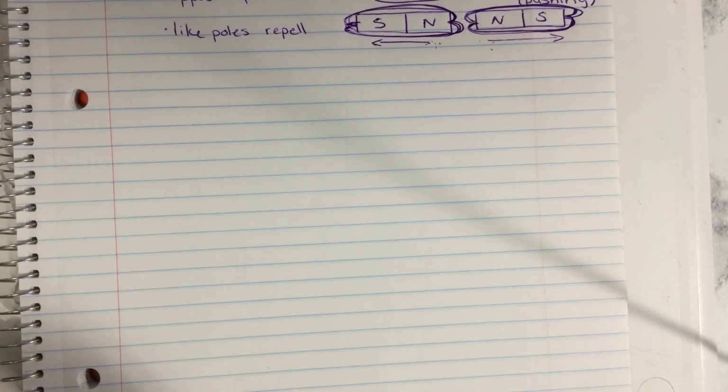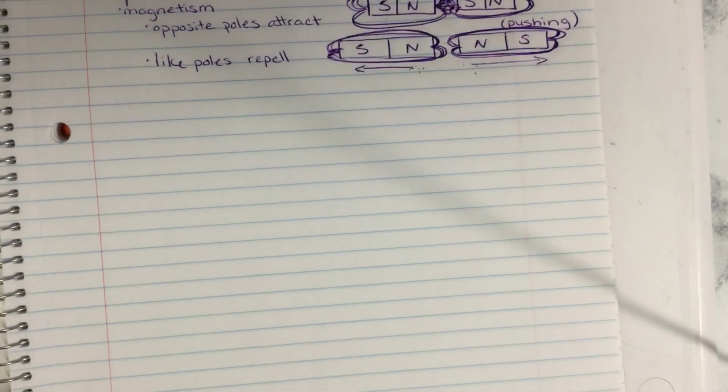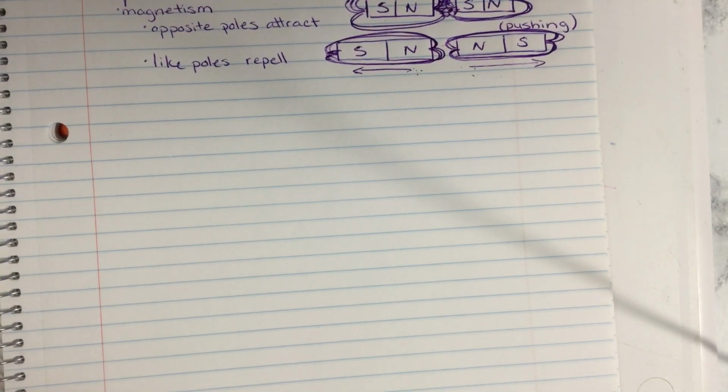Last thing to remember is that magnetism is only going to work on certain metals. We have 4 different types of metals that magnets are attracted to: steel, iron, nickel, and cobalt.